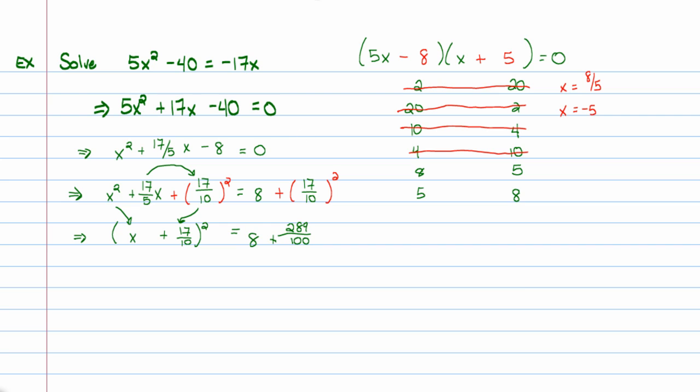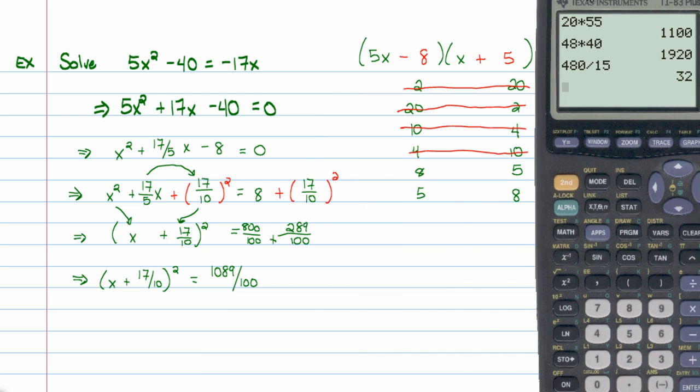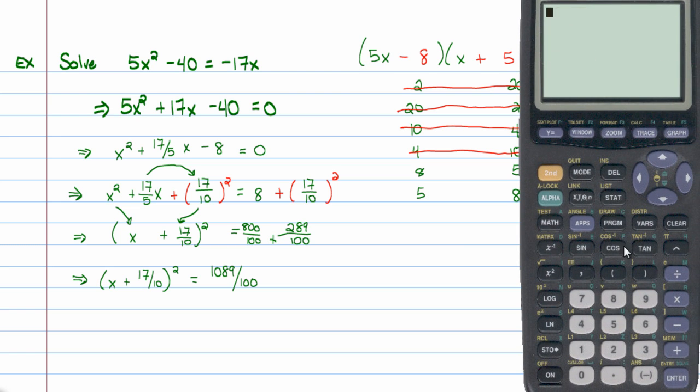Well, okay, that 8 can be written with 100 in the denominator by multiplying top and bottom by 100. So I'll have 800 over 100. And add them up. And get x plus 17 tenths being squared is equal to 1089 over 100. And I'm going to take the square root of both sides. Now when you go to do this, you should probably check to see if you can take the square root of 1089. So that's not one that people have memorized, so it's just good to check.